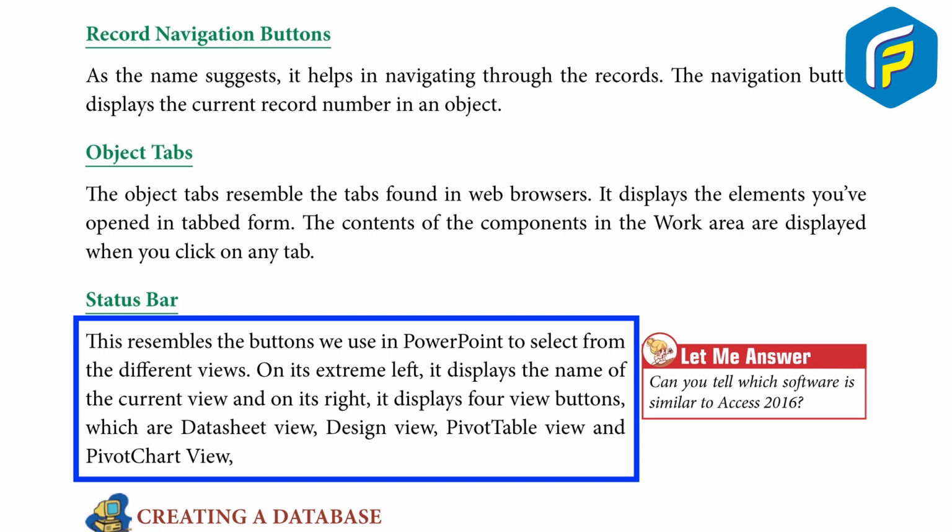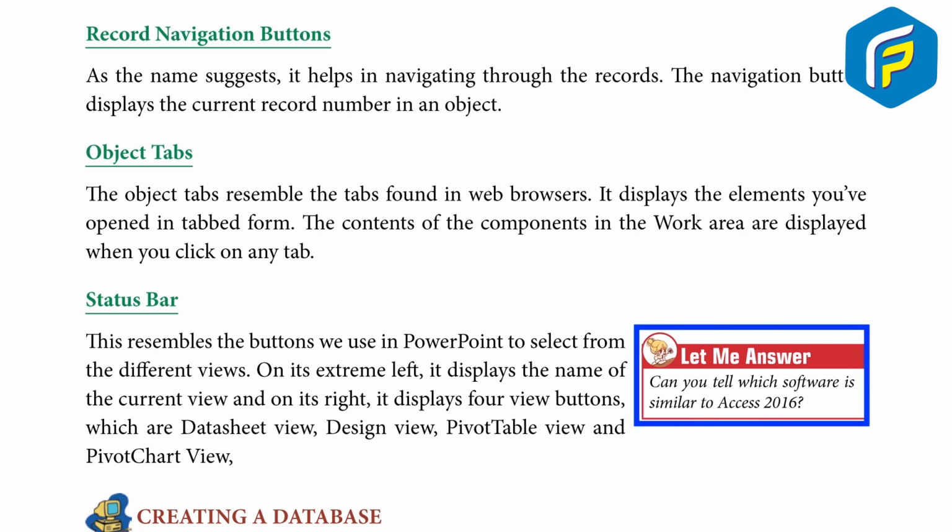On its extreme left, it displays the name of the current view, and on its right, it displays 4 view buttons, which are Data Sheet View, Design View, Pivot Table View, and Pivot Chart View. Let me ask: can you tell which software is similar to Access 2016?